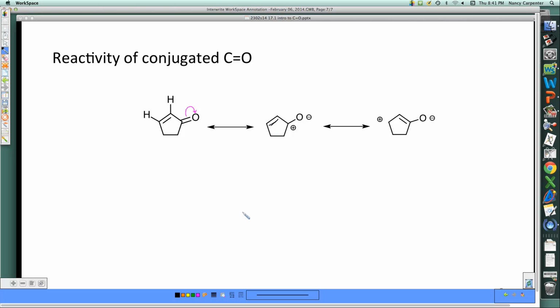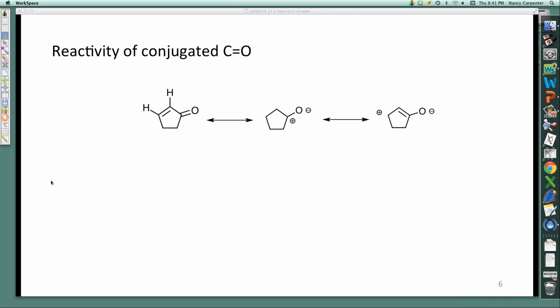But in addition, we can do a little shift there to put the positive charge here. So there's 2 major resonance contributors for a conjugated carbonyl, and that means there's 2 electrophilic carbon atoms. A nucleophile could attack here, or a nucleophile could attack here.